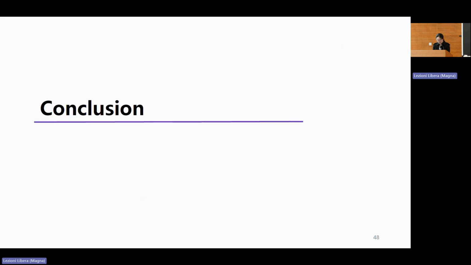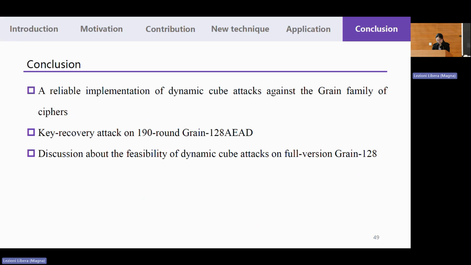At last, I give a conclusion to this talk. In this talk, we introduced a robust implementation of dynamic cube attacks against the Grain family of ciphers. As a result, we gave a key recovery attack on 190-round Grain-128 AEAD and discussed the feasibility of the dynamic cube attack on the 4-version of Grain-128.